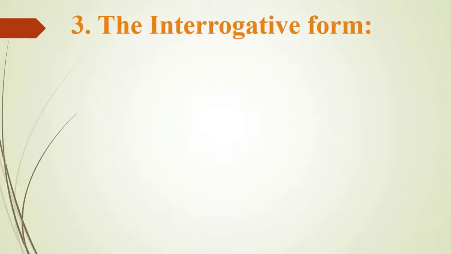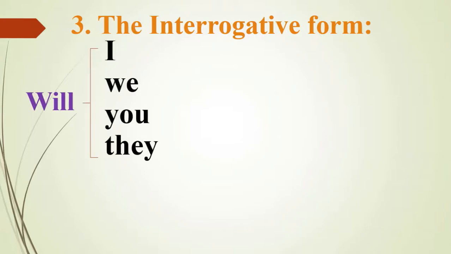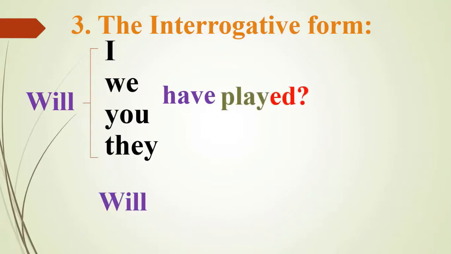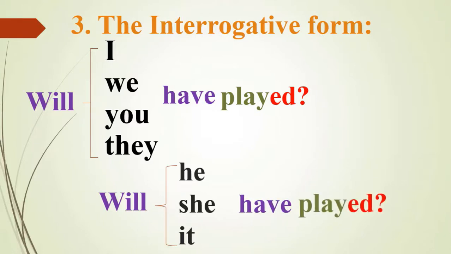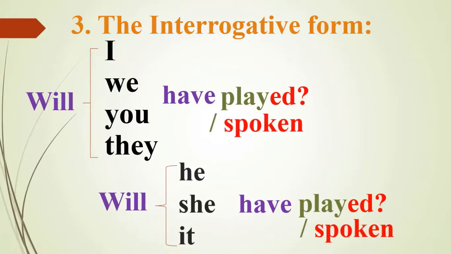The interrogative form. Will I, will we, will you, or will they have played? Will he, will she, will it have played? Or, in the case of irregular verbs, we can say, will I, will you, and will they have spoken? Will he, will she, or will it have spoken?